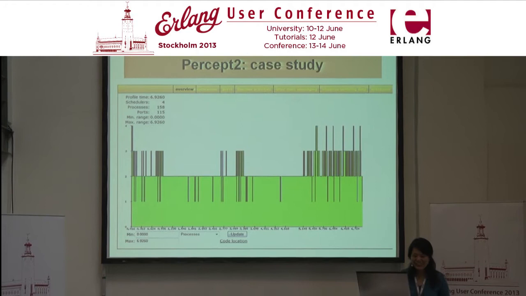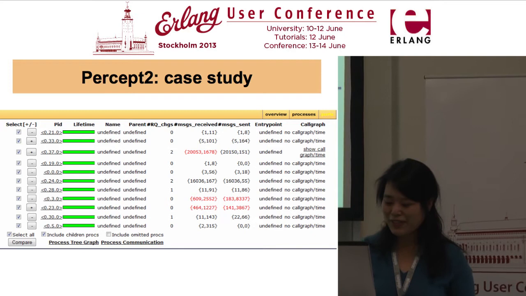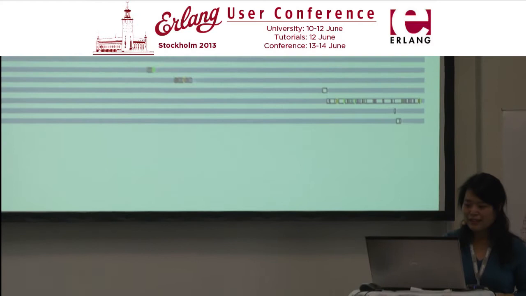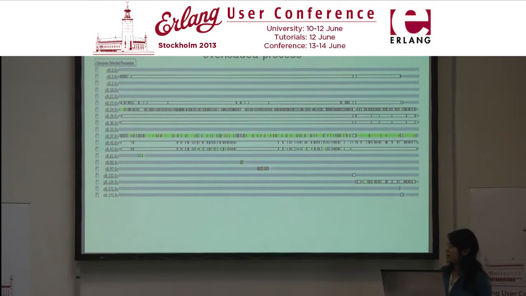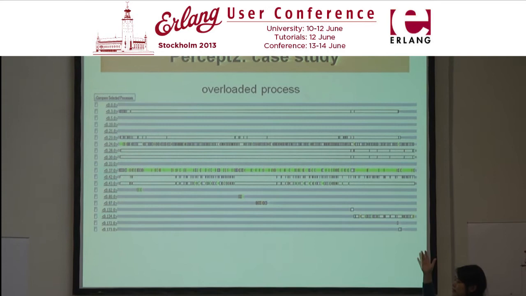Okay, I'll try that. So here's the process tree, and if you compare the runnability of the processes, you see that because it's sequential, one of the processes does most of the job. The process in the middle spends a lot of time, but the other processes are all quite lightly loaded. Then we also profile the functions and generate some call graphs.